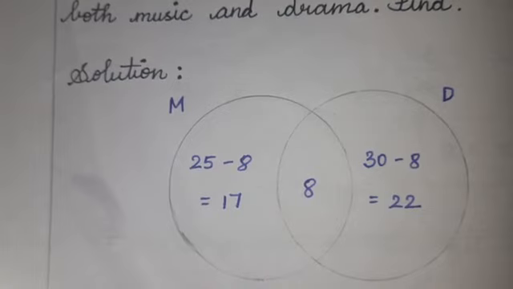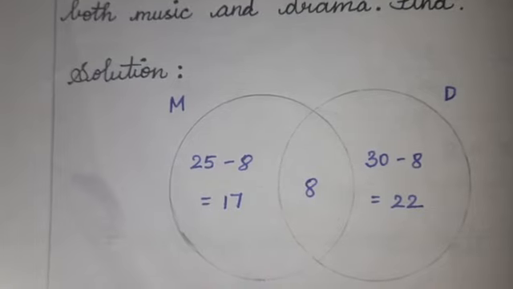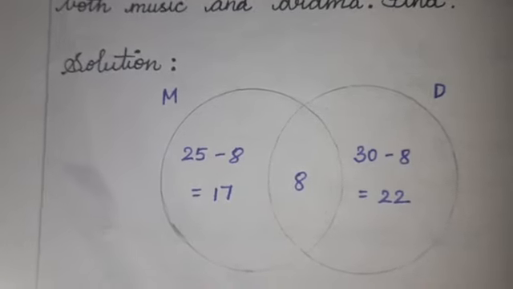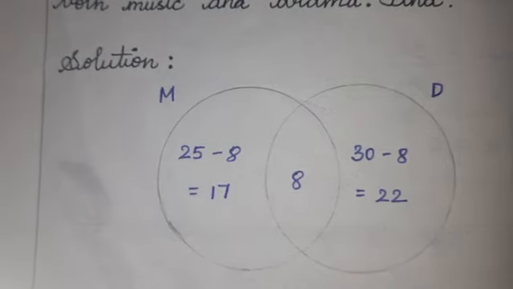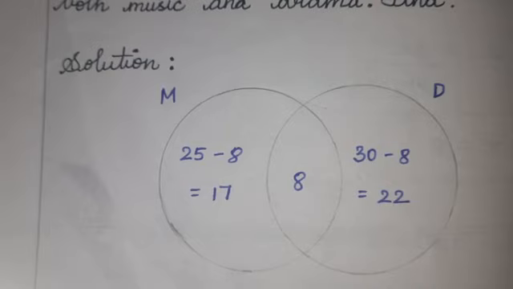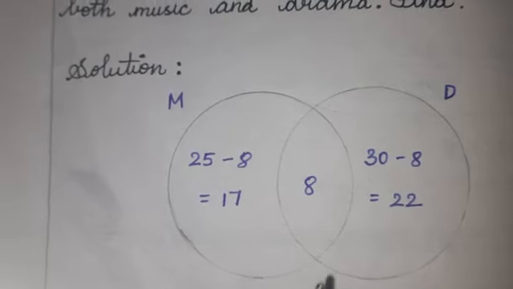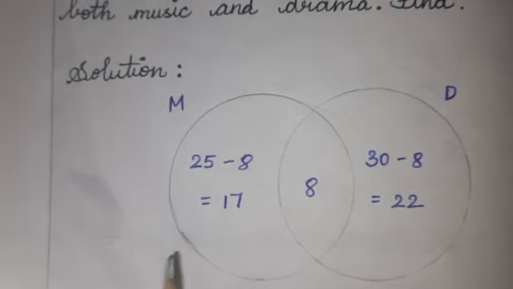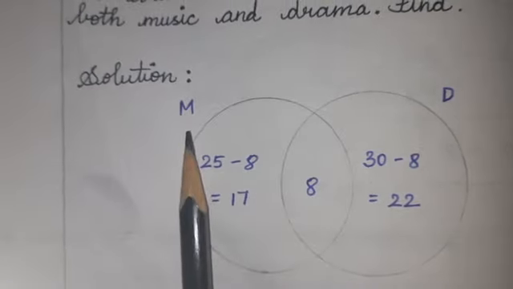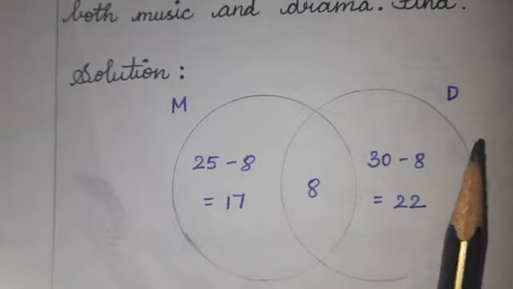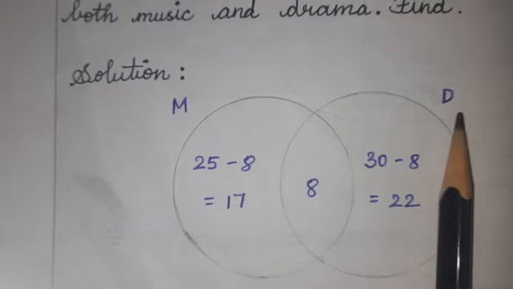In this question, they are talking about music and drama. That is 2 sets they are talking about. So, I drew the 2 circles. If they are talking about 3 sets, you should draw 3 circles. Here 2 sets, so I drew 2 circles. The first circle is music, so mention the first letter M. And the second set is drama. You should mention that D.